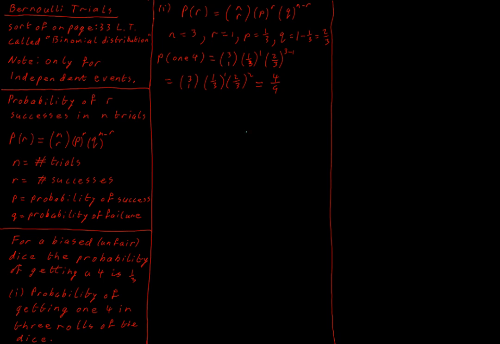To show us where this formula is really coming from, we're going to write it out explicitly, because I've deliberately gone with a fairly small question so that we can write out all of the possible outcomes and see where this choose business is coming from. So probability of getting 1 four.